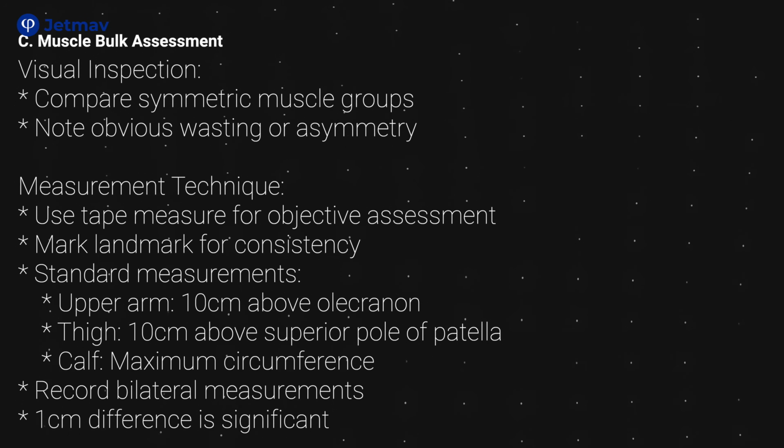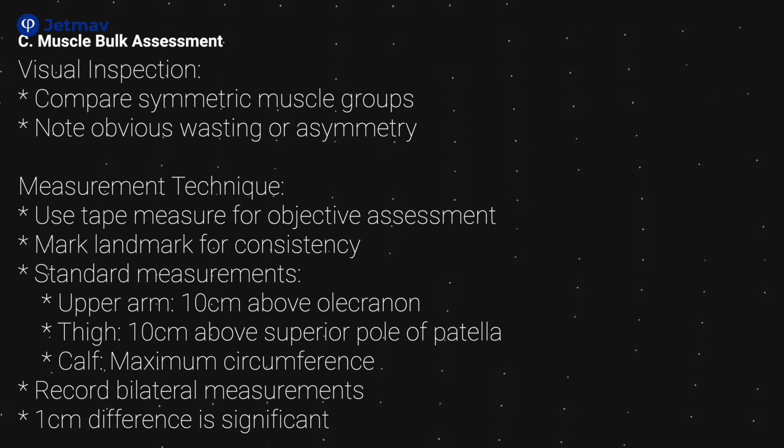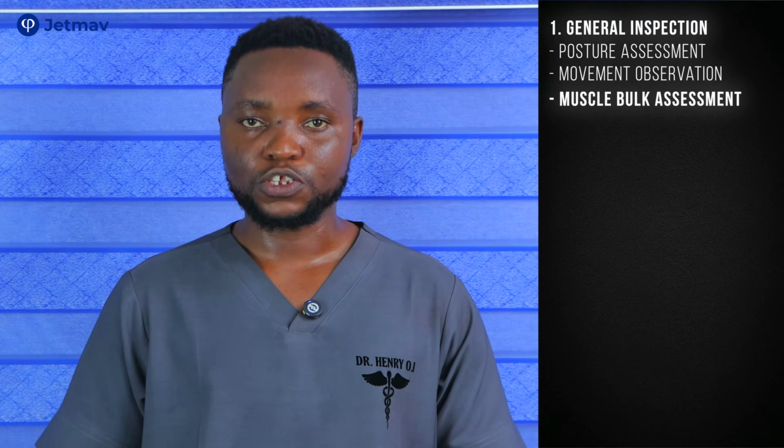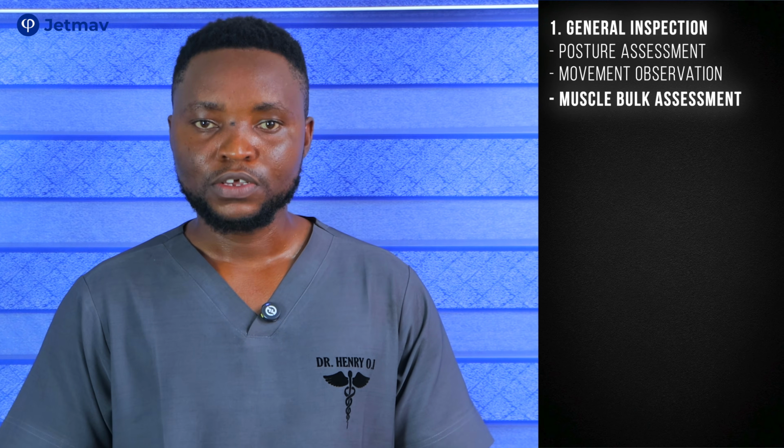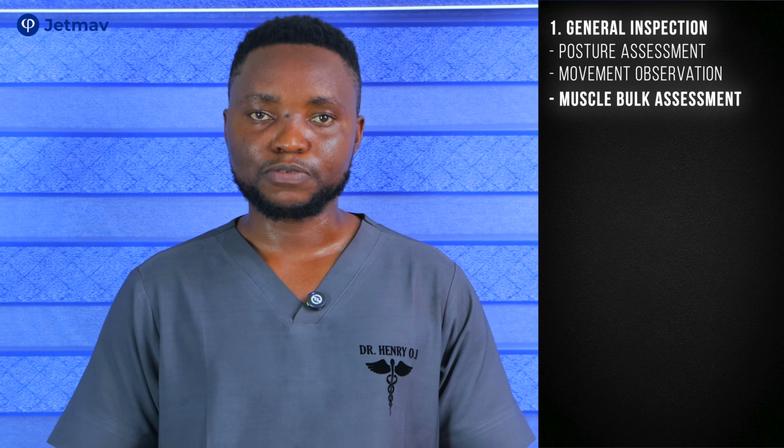So use the tape to measure. Sometimes for the upper limb, we use the olecranon as the landmark. Then for the lower limb, we use maybe the patella or the superior pole of the patella as a landmark. We also measure the highest calf circumference. So these are things you are going to check out for during inspection.